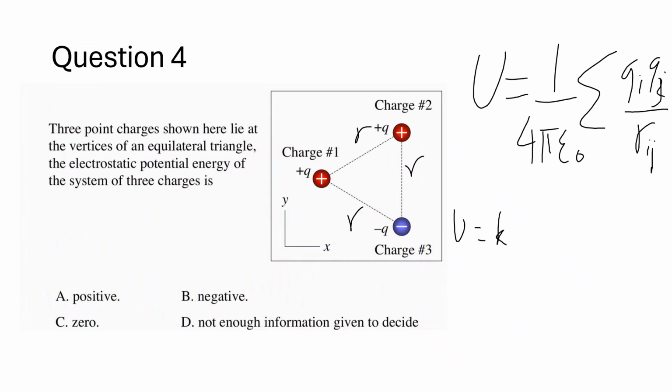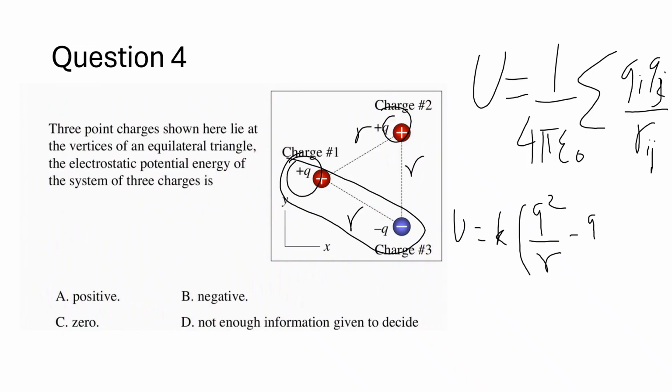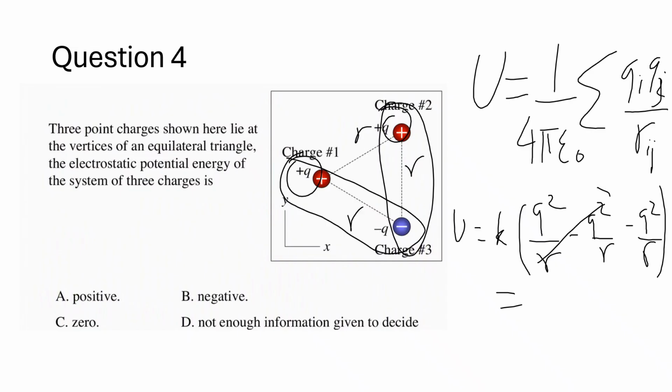Let's represent that by K, multiplying the bracket. First of all, considering charge 1 and charge 2, it will be Q times Q, so Q squared over R. Then considering charge 1 and 3, it will be Q times negative Q, so that will be minus Q squared over R. And considering charge 2 and 3, it will be Q times negative Q, so you are going to get minus Q squared on R. Now when you actually do the evaluation, this goes to 0 and you are left with negative KQ squared on R.